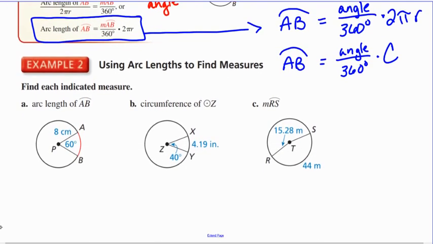So let's apply that to these problems right here. We have find each indicated measure. We want to find the arc length for this first problem. So we just need to find out how long this arc is. We want to find the circumference all the way around for this second problem, knowing that this arc is 4.19. And then for the last one, do you see this little M right here? That actually means that we're going to find the central angle.